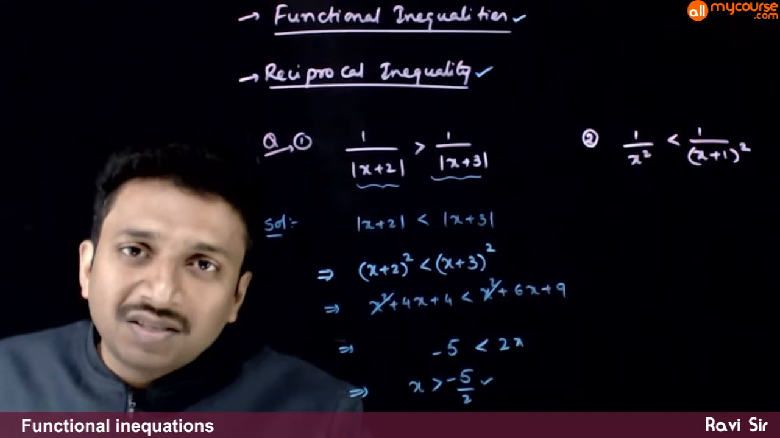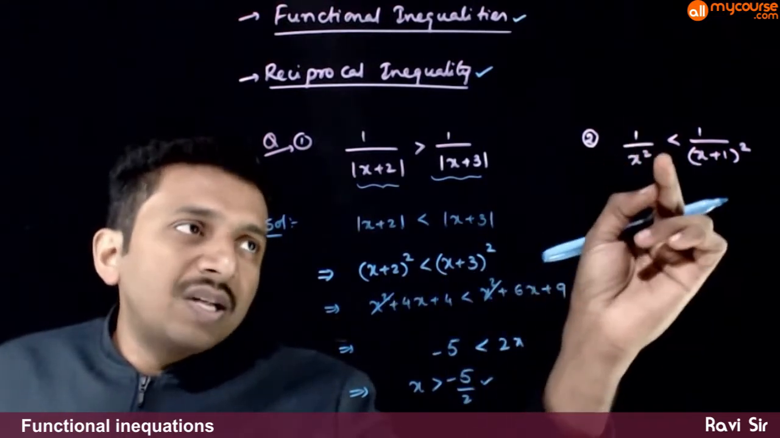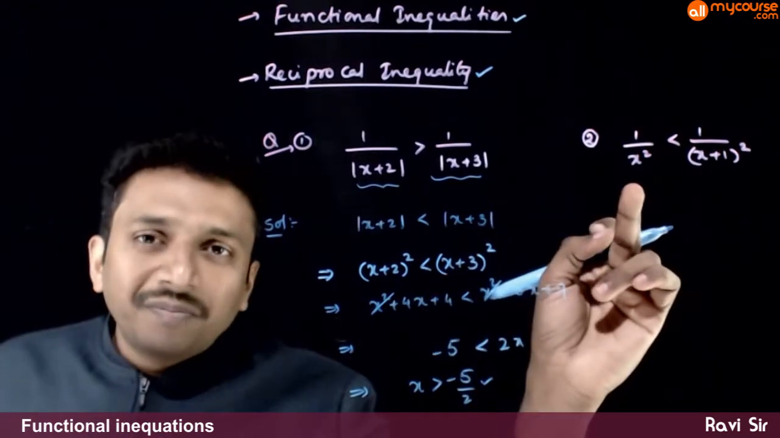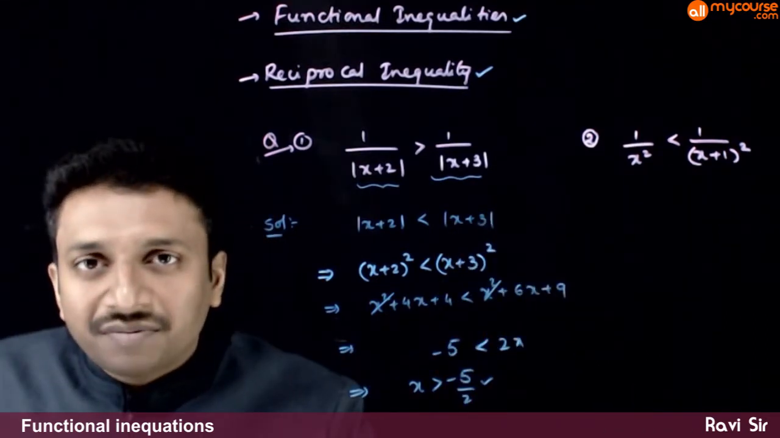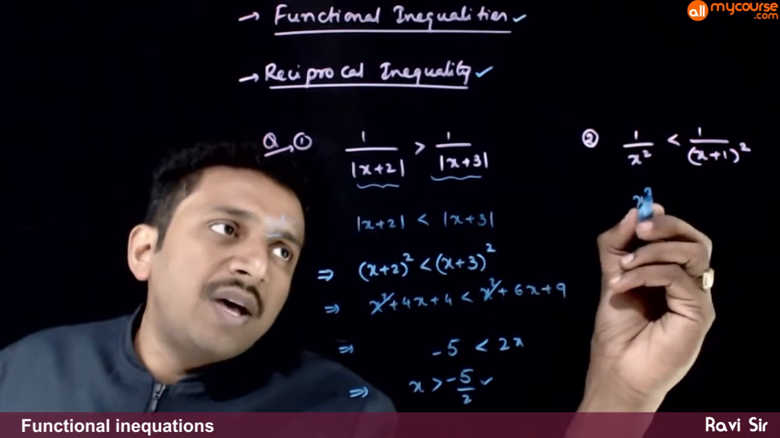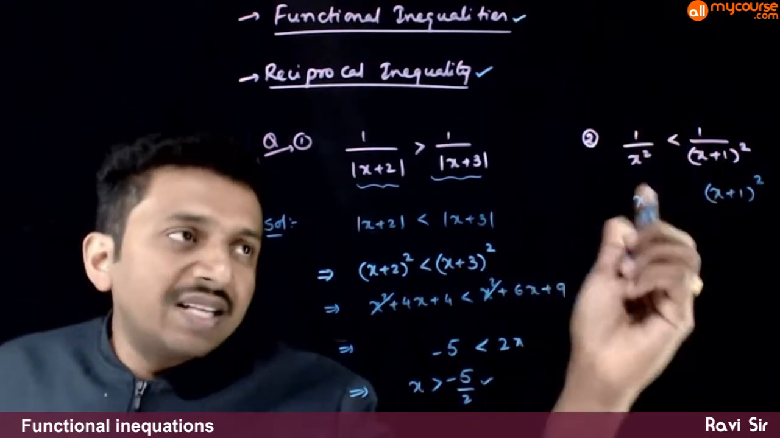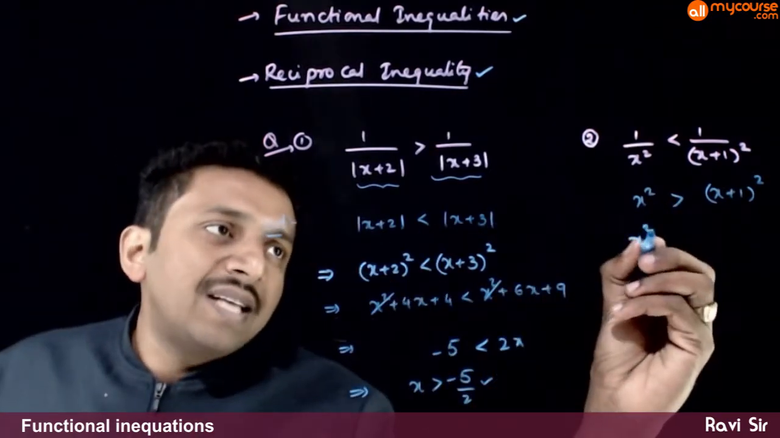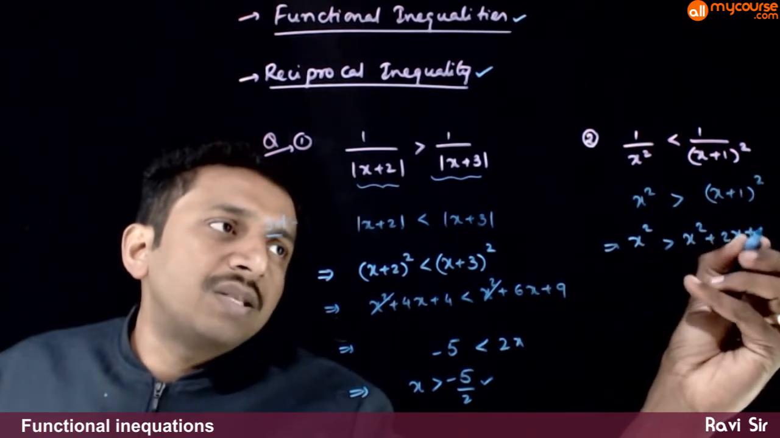Now if you go to this question, this is also a very straightforward question. 1 by x square is less than 1 by (x plus 1) whole square. Here x square is positive and (x plus 1) whole square is also positive. So both these numbers are positive, so I can reciprocate this. Once you reciprocate, this less than will become greater than. So this implies x square is greater than x square plus 2x plus 1.